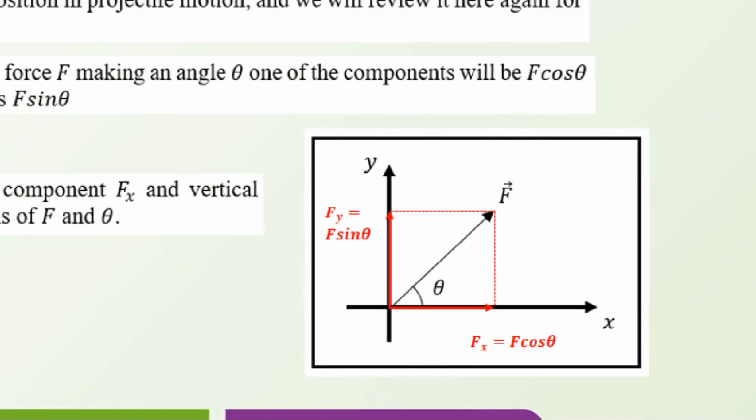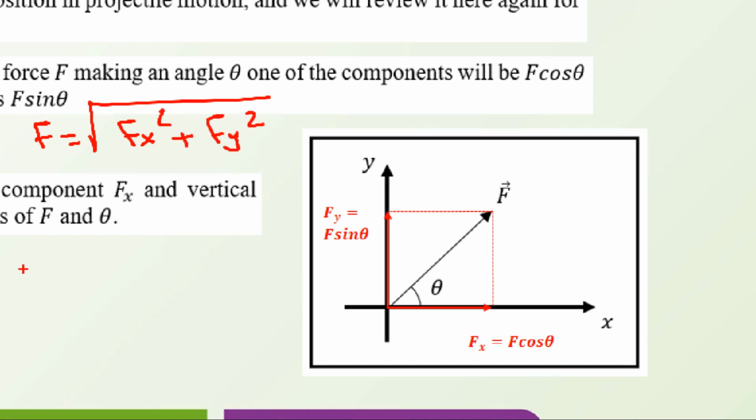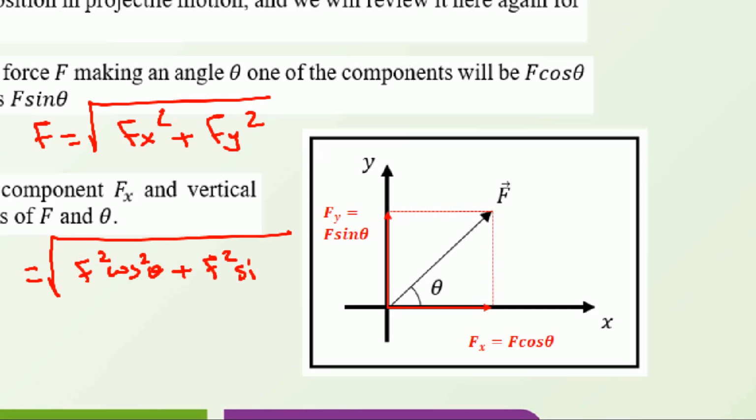Now why, if one of the components is F cosine theta, is the other component F sine theta? Because we know that Fx and Fy are parts of F, and if we add them again we need to get the capital F. This can be done using the Pythagorean sum, which is given by F equals the square root of Fx squared plus Fy squared, which is the radical of, with Fx given by F cosine theta, F squared cosine squared theta plus F squared sine squared theta.